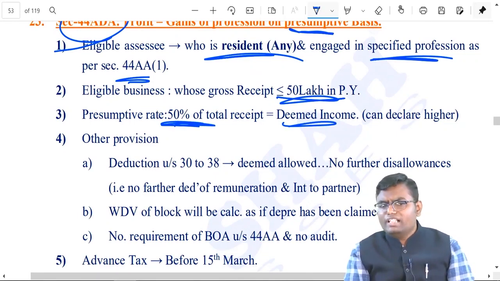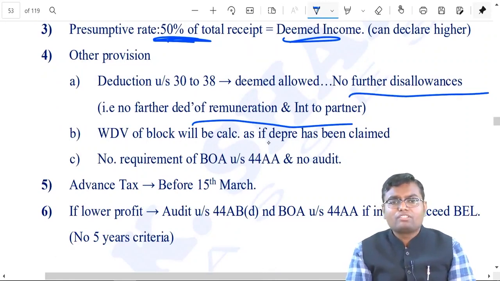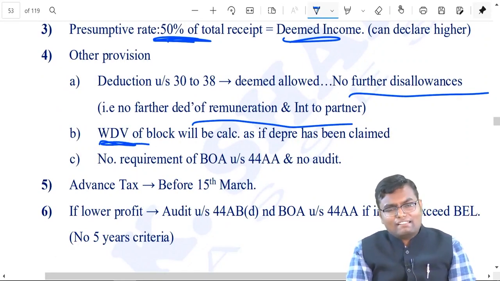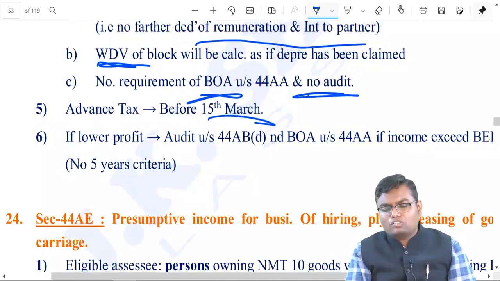From that, no other deduction is allowed, no remuneration or interest is allowed, no further disallowances. WDV will be calculated as if depreciation is allowed. No need to maintain books, no need to audit. Advance tax is to be paid only in 1 installment.